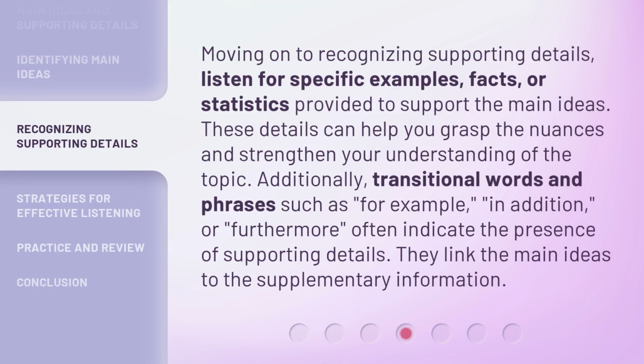Moving on to recognizing supporting details, listen for specific examples, facts, or statistics provided to support the main ideas. These details can help you grasp the nuances and strengthen your understanding of the topic. Additionally, transitional words and phrases such as "for example," "in addition," or "furthermore" often indicate the presence of supporting details. They link the main ideas to the supplementary information.